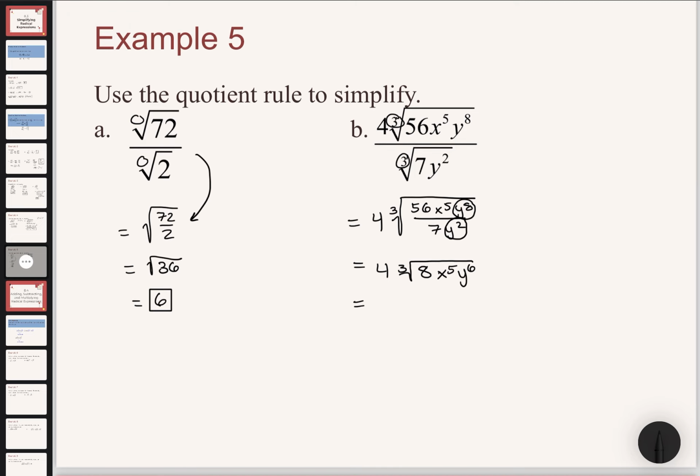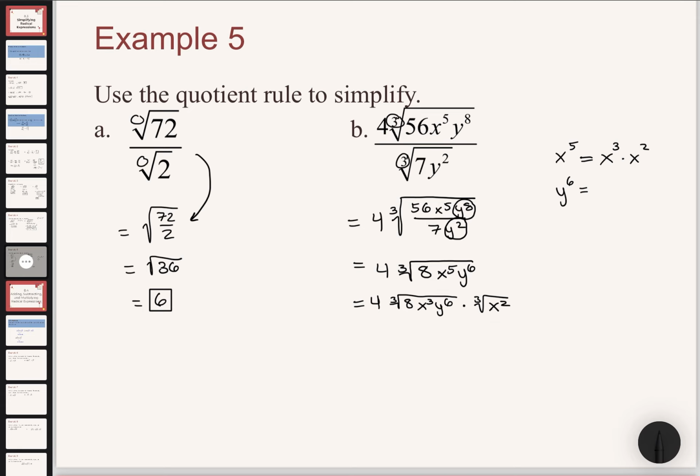So we still have 4 out front. I am going to try to separate out these x terms. Again, for x to the 5th, how could I split that into factors where one of the factors has an exponent that's a multiple of 3? Well, I could split this up into x to the 3rd times x squared, and y to the 6th, that one is a multiple of 3. So honestly, I don't even need to split that one up. So we're going to rewrite this as follows: 8x to the 3rd, y to the 6th times the cube root of x squared.